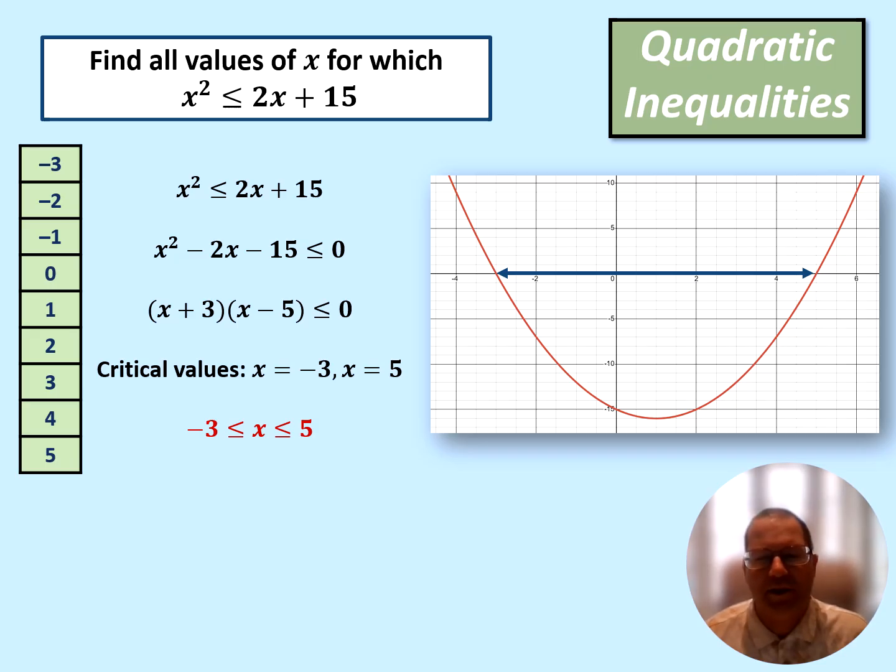And then we can see from the curve that -3 and 5 are where the curve cuts the x-axis, and all the values between -3 and 5 are the values which give us x squared minus 2x minus 15 as less than or equal to 0. So in terms of all the values of x which solve that, they're all the values between -3 and 5 inclusive.